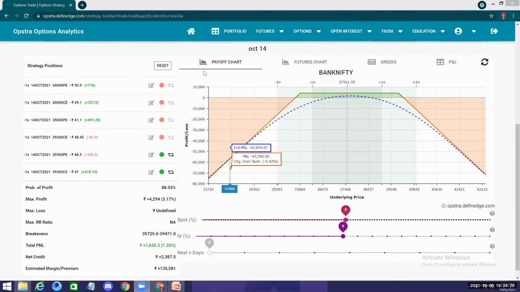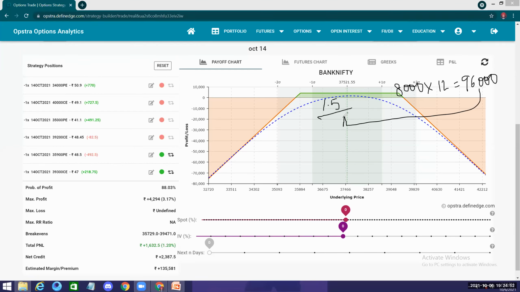So if I regularly do it, now let's be very clear, if I deploy 1.5 lakhs per month, twice, and I make 8,000 rupees on a monthly basis, into 12 is 96,000. Tell me any investment scheme which gives you this much money on this capital.